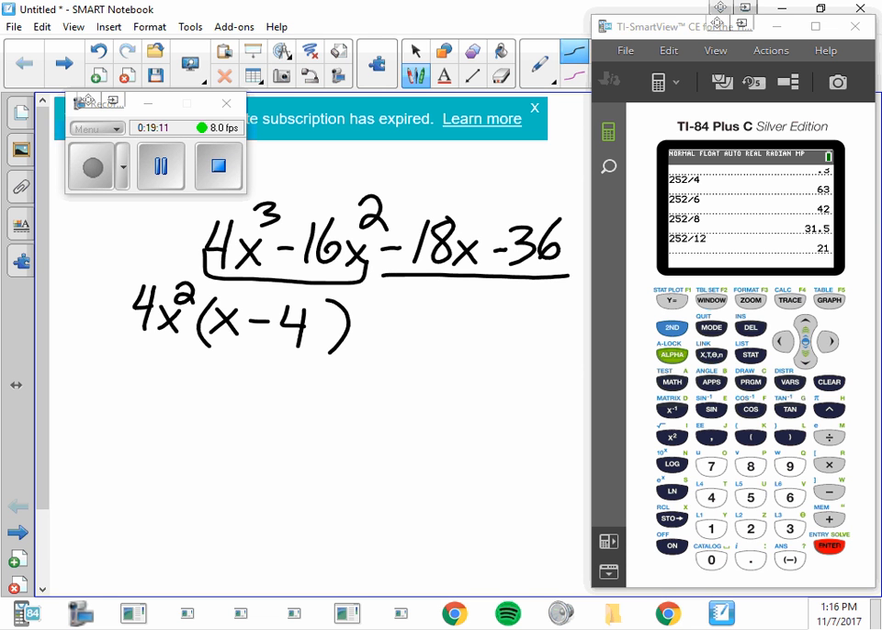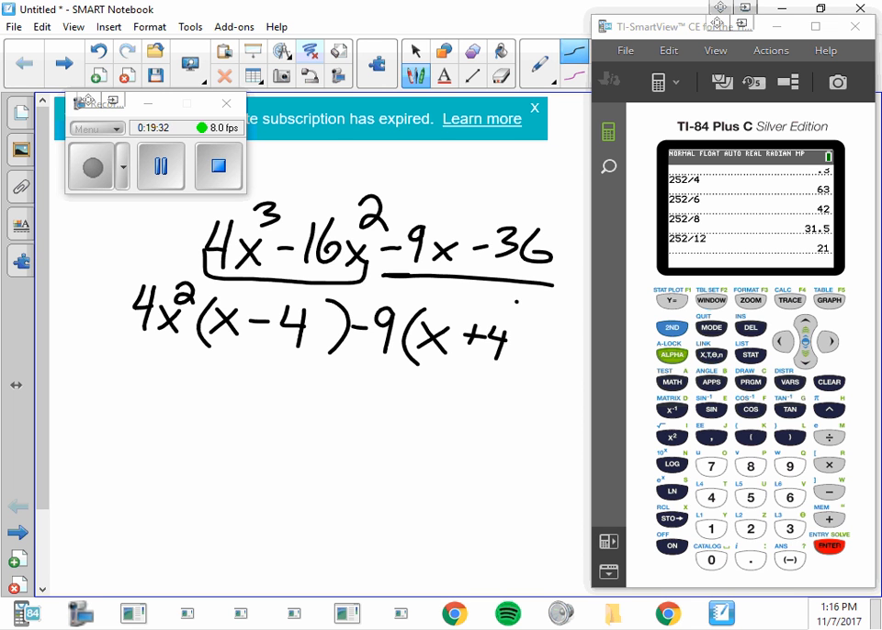Oh, hold on. I don't want 18. I wanted 9. Sorry. What? Negative 9. Why do I want to take out negative 9? So that the first parenthesis and the second parenthesis will match. So negative 9 times x plus 4. Now I yank out an x minus 4. So there we go. Okay. I now have x minus 4 times 4x squared minus 9.